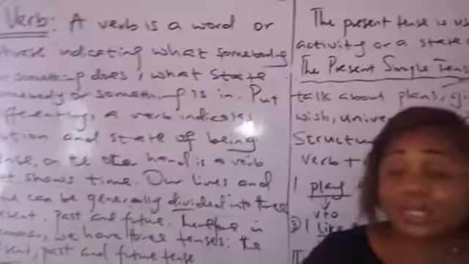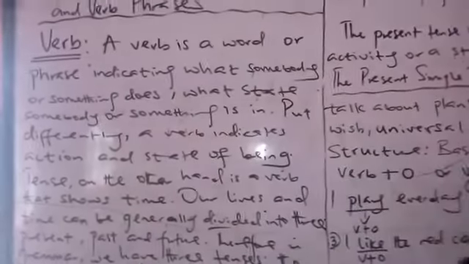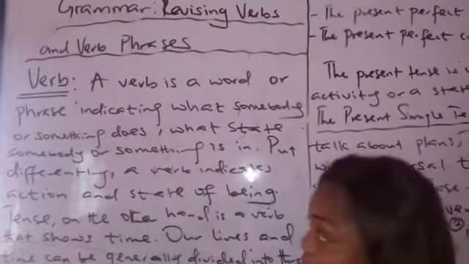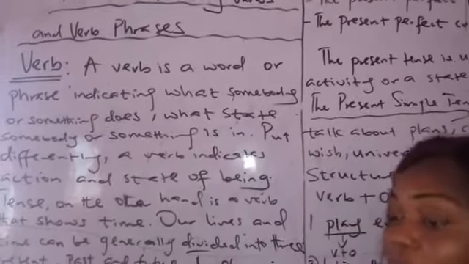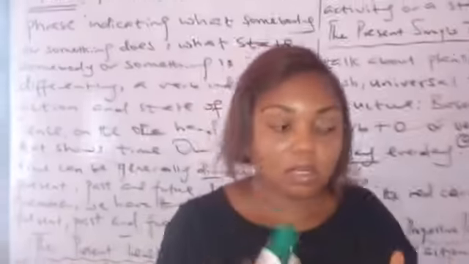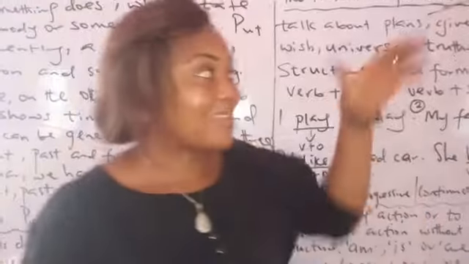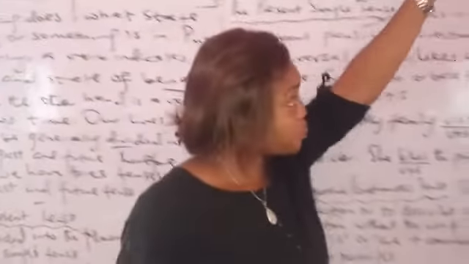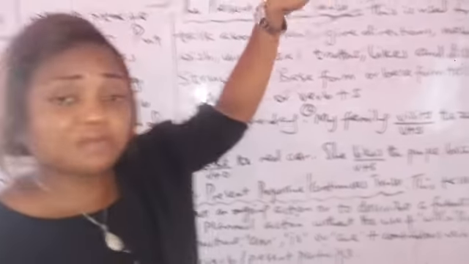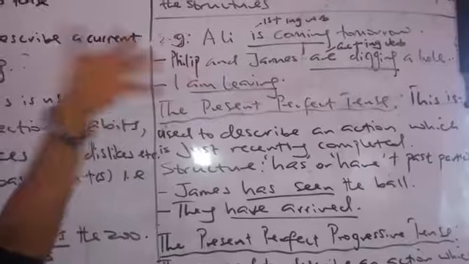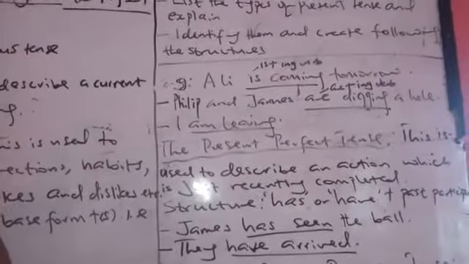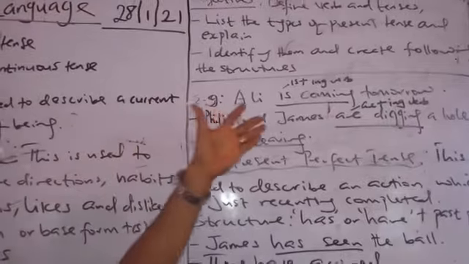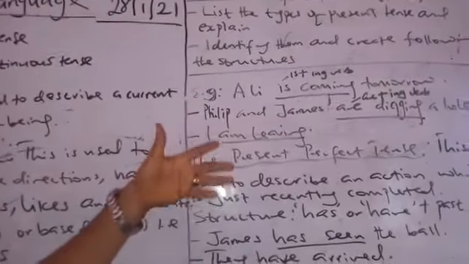Okay, today we'll be looking at grammar, revising verbs and verb phrases. Alright? And we'll be looking at this objective by the end of today's lesson. So by the end of today's lesson, we should be able to define verb and tenses. You should be able to list the types and explain them. You should be able to identify them and curate your own, following the structure that you'll be seeing.